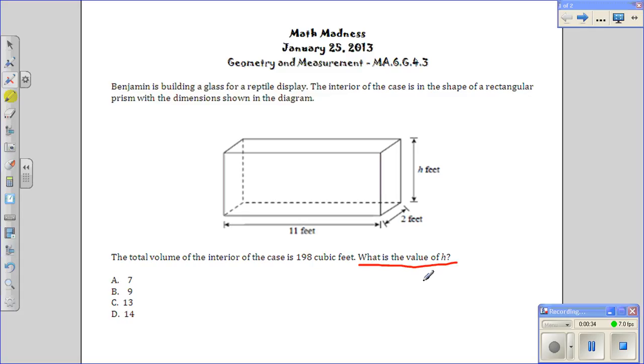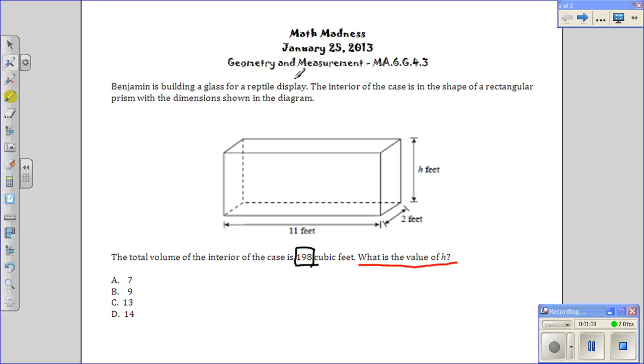Now in the problem, we have this rectangular prism that gave us our dimensions, 11 feet on the bottom, 2 feet wide, and we don't know how tall it is yet. And in the problem down here, it says that the total volume is 198 cubic feet. So I'm going to go ahead and put a box around 198. Go ahead and put a box around it, a better box than mine, okay?